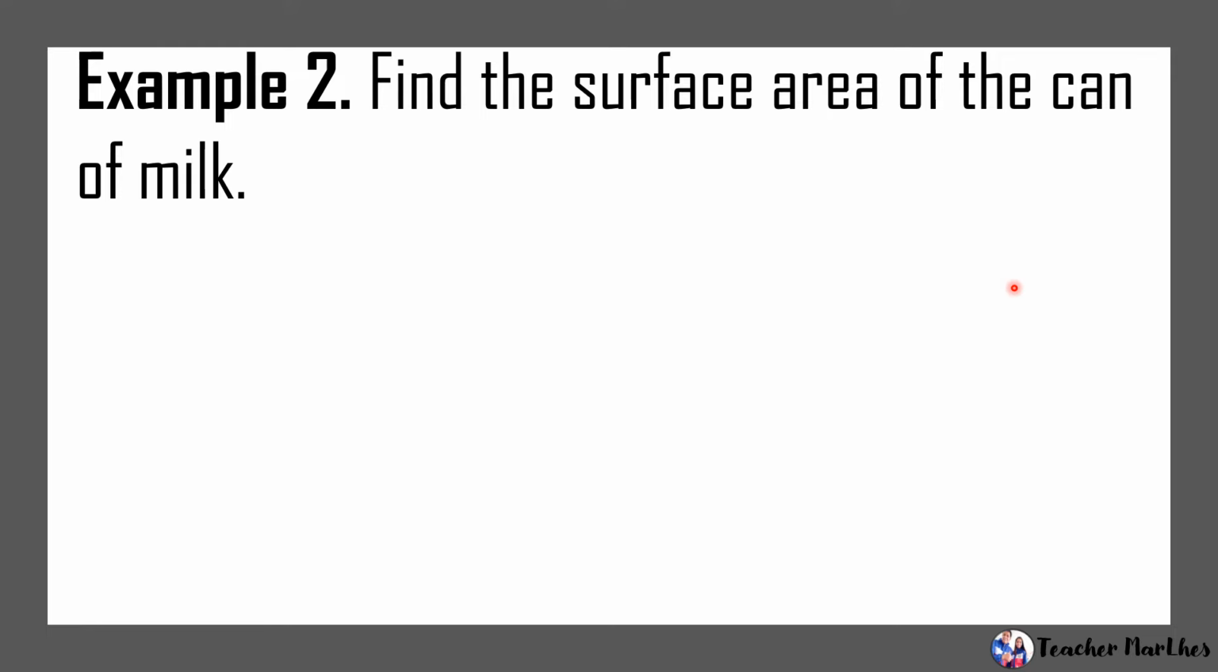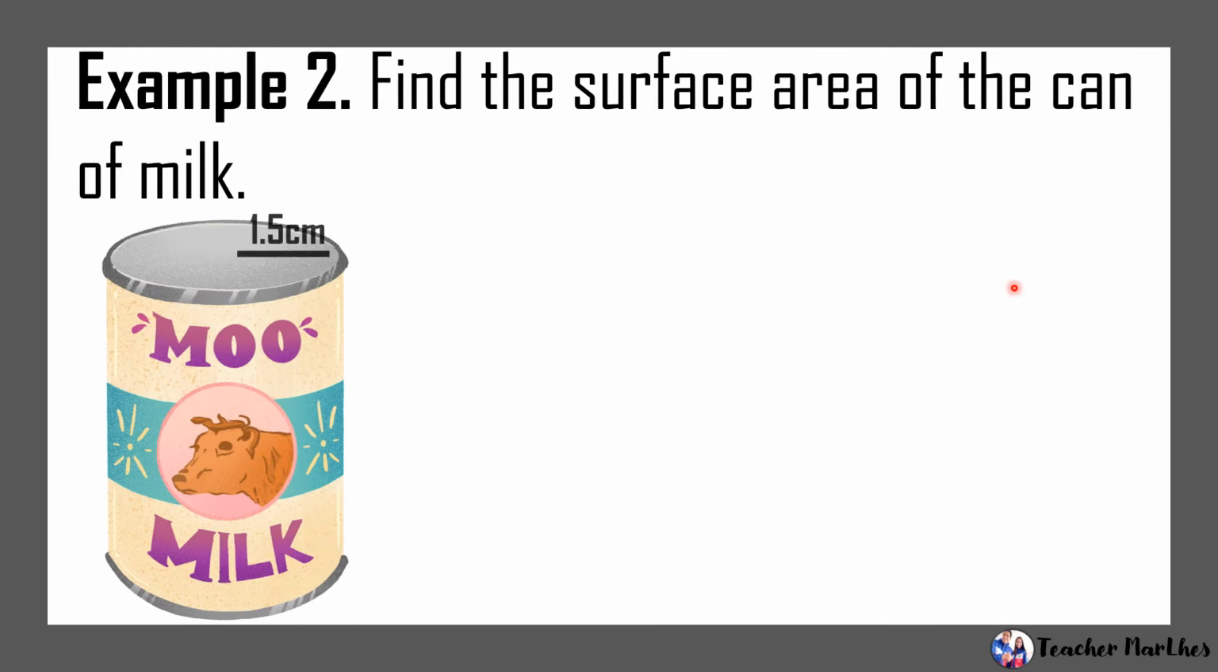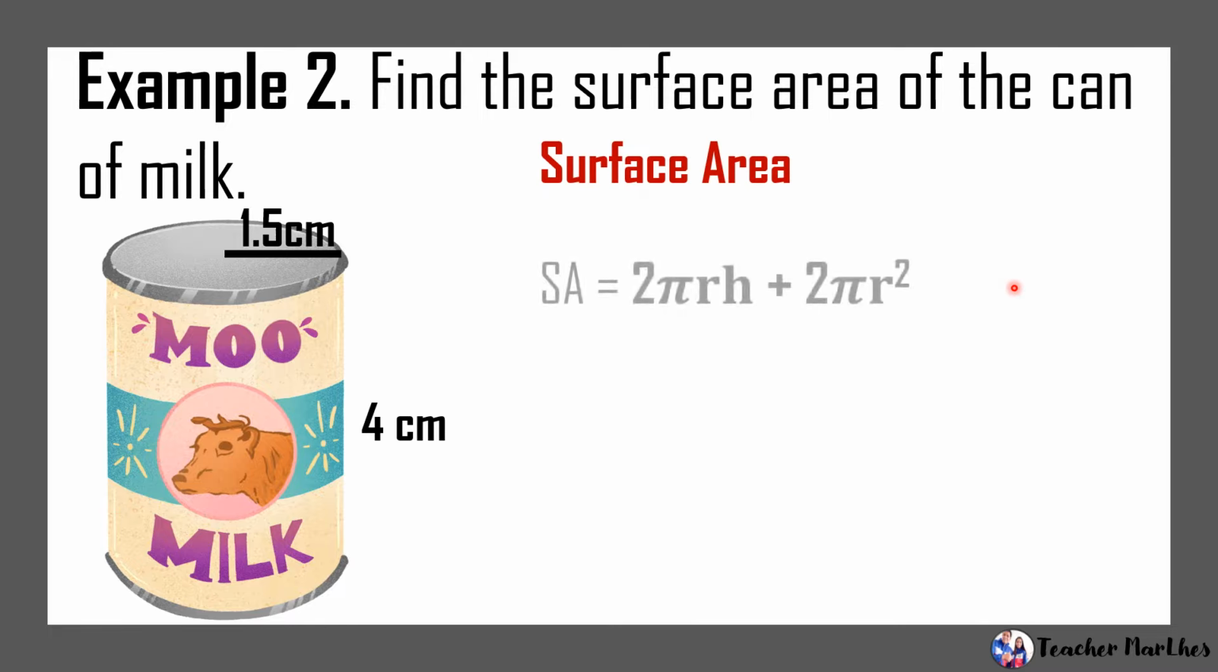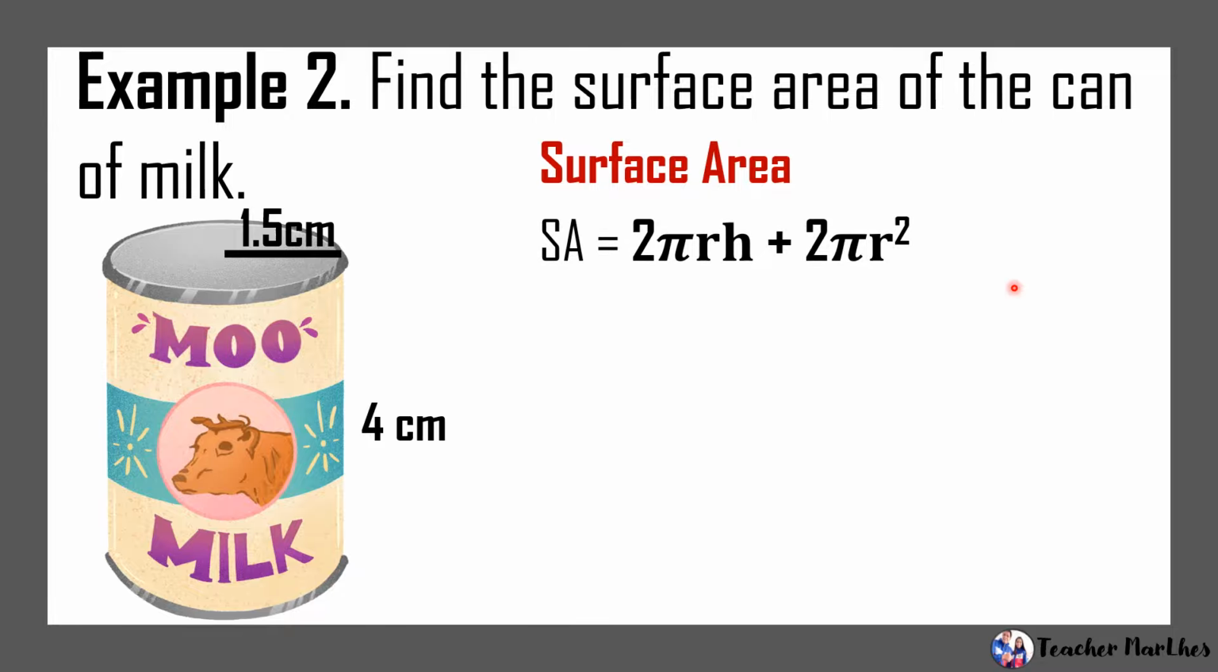So, let's have an example. Find the surface area of the can of milk. So, ang radius niya ay 1.5 cm. Ang height niya naman ay 4 cm. So, gamit yung formula ng cylinder, we have 2 pi radius height plus 2 pi radius squared. So, substitute lang natin yung formula gamit yung mga given na binigay sa problem.